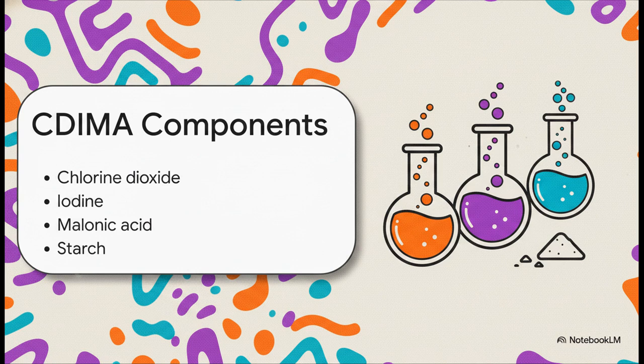But unlike older oscillating reactions, like the famous Belousov-Zhabotinsky reaction, which gives you moving target patterns, the CDIMA reaction actually lets us observe true, stationary Turing patterns, the exact stable spots and stripes Turing predicted. And the secret to making the whole shebang work? It lies in a super common household ingredient: starch.